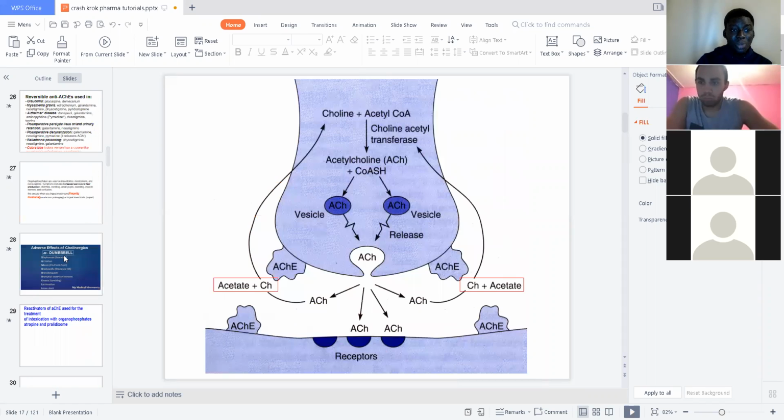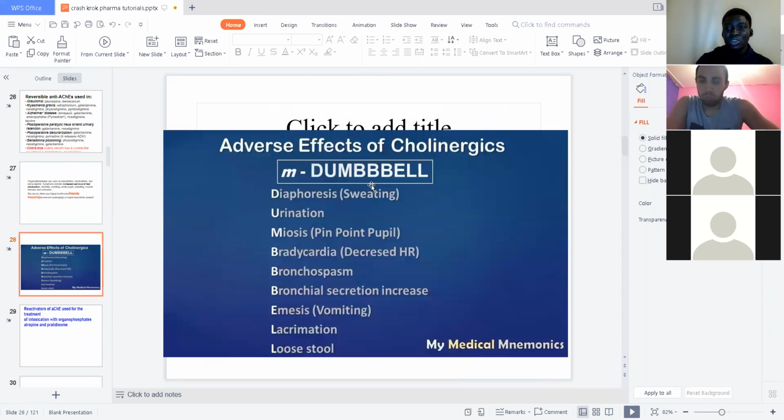So anticholinergic drugs are going to cause the opposite of everything listed here. If you have sweating, you're not going to sweat, you're going to have dry skin. If you have urination, you're going to have urinary retention. If you have miosis, which is constriction, you're going to have mydriasis, which is dilation of the pupil. And if you have bradycardia, it's going to be tachycardia. For lacrimation, you're going to have no lacrimation. Then for diarrhea, you're going to have constipation.